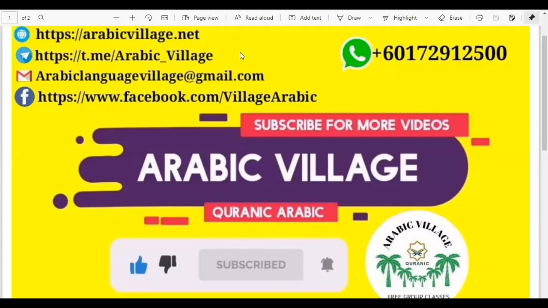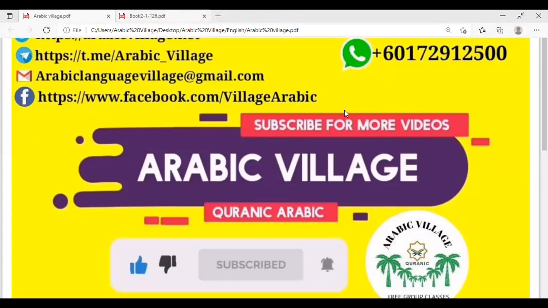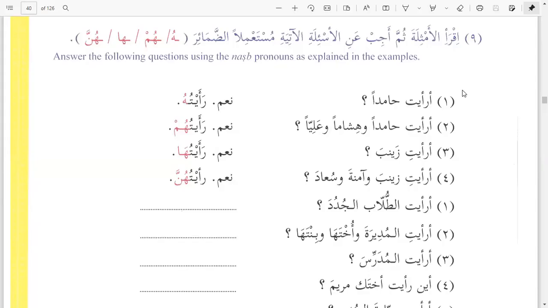Bismillahirrahmanirrahim. We are learning lesson number 6 of Durusul Lughatul Arabiyah book 2. And inshallah we will continue its exercise. Today we have started from the question number 9. We have to give the answer of the following questions. Answer the following question using the nasab pronoun as explained in the example.